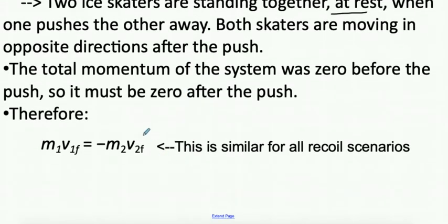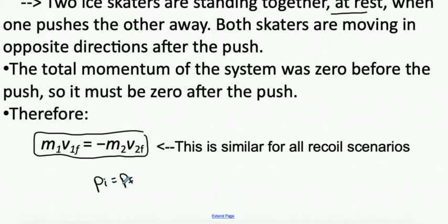So this would be a recoil scenario if we took the mass of the first object times the final velocity is equal to the mass of the second object times the final velocity, but it's negative because it's in the opposite direction. So this would be a recoil scenario. And I'll show you here, if we use conservation of momentum, how we get this.